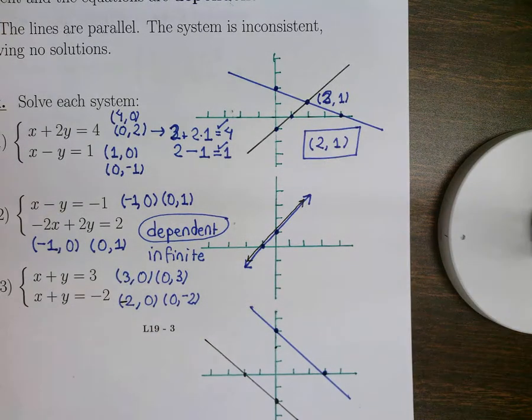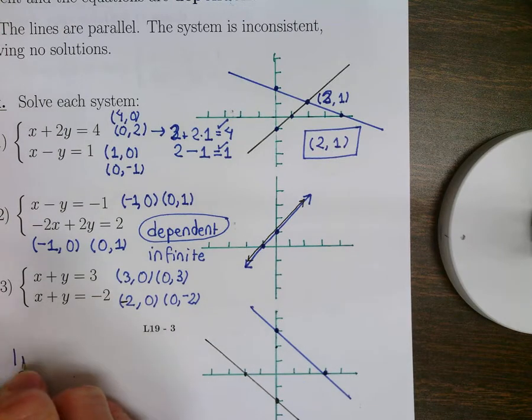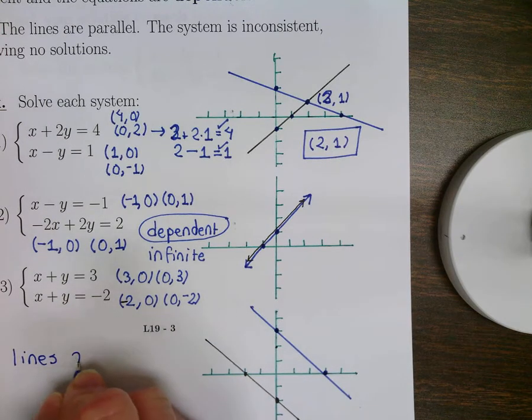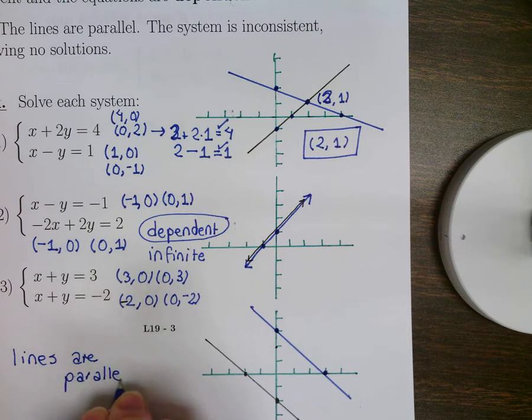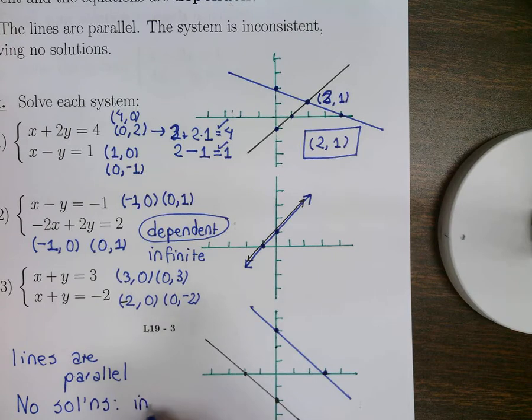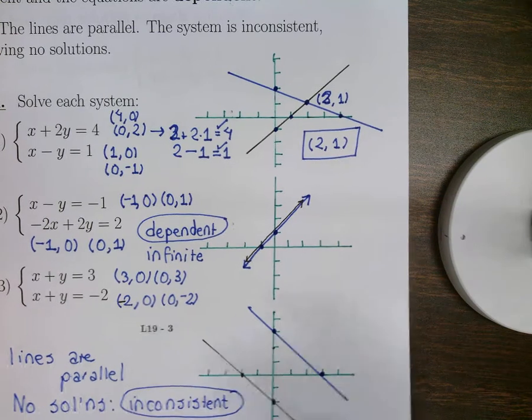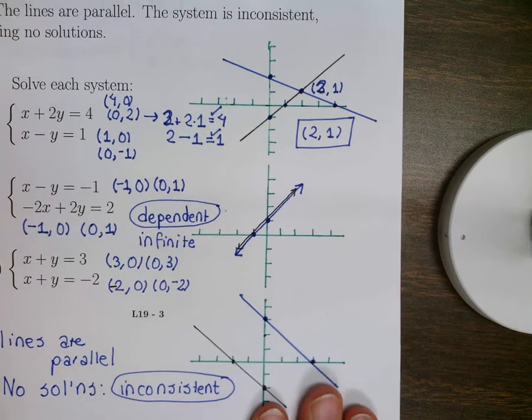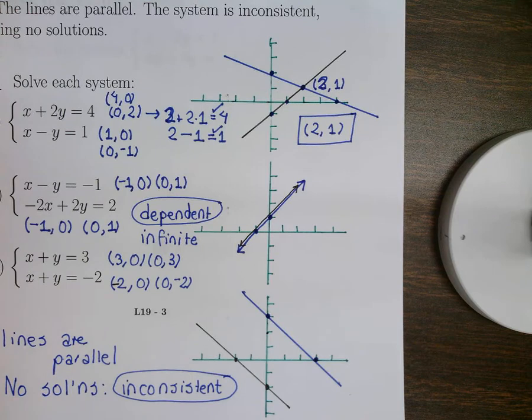Our lines are parallel. Okay, how many solutions? No solutions to the system, nothing that satisfies both equations at once. We say that our system is inconsistent. So with a linear system, those are your three choices.